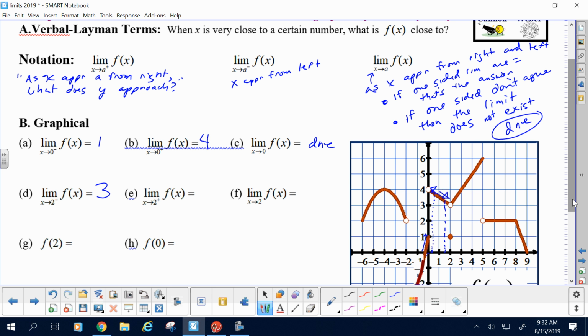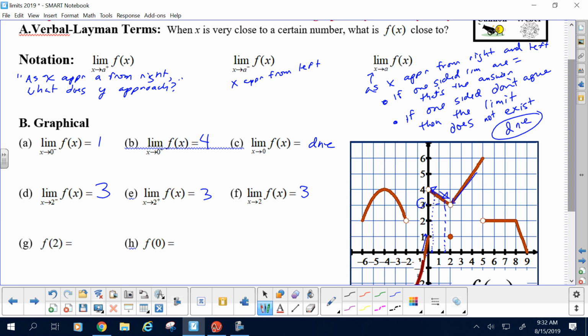Did I? All right, as you approach 2 from the right, what do you say? 3, yeah. Here from the right, I'm on the curve, and those are getting closer and closer to 3. So what about the limit at 2, Heather? It's also 3. In this case, the one-sided limits agree, and therefore the limit does exist. The left, the right, it's all 3.